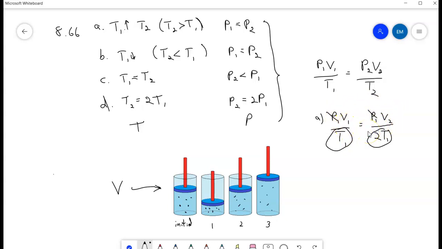You think about what the numbers are doing. So V2 has to be bigger. So this is going to be A here. We've got that one.